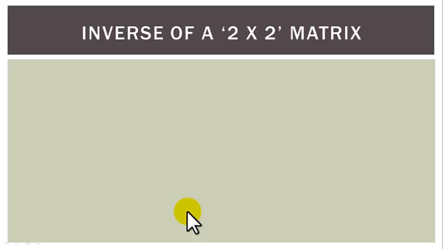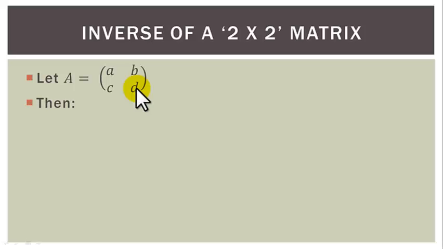Inverse of a 2 by 2 matrix. Given a 2 by 2 matrix A with entries A, B, C, D. To obtain the inverse of A, first we have to find the determinant of A, and the determinant of this matrix A is A times D minus B times C.